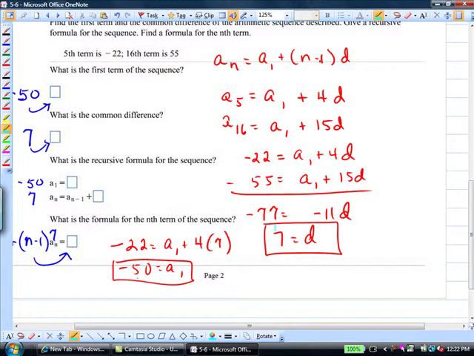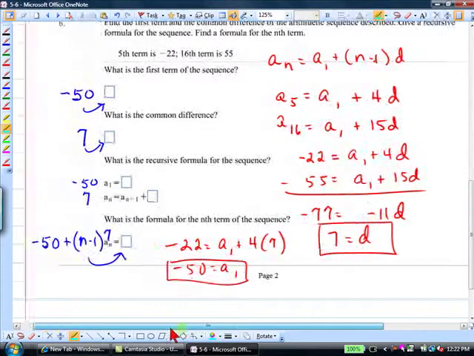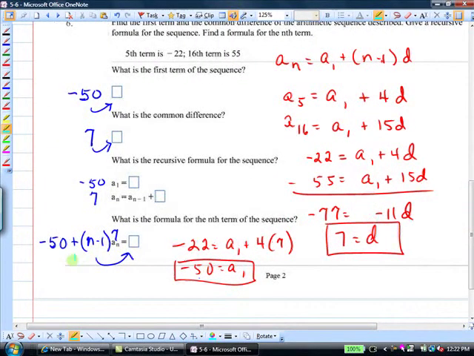Everybody okay? Anybody have troubles that I need to help you with? Where's the formula? It's a1 equals negative 50, an equals a sub n minus 1 plus 7. Is that the actual formula? Yeah. The formula is right here. Negative 50 plus n minus 1 times 7. So it goes in the a1 box? a1 is negative 50. The common difference is 7.